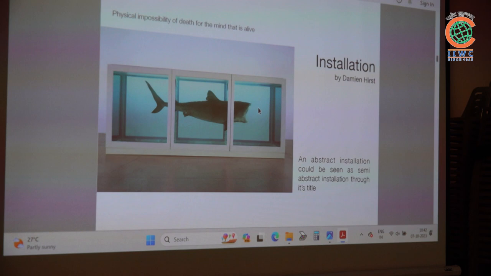So here what happens, an abstract installation could be seen as a semi-abstract installation also. Why is it called semi-abstract? Because he gives two versions of it. One, he calls it The Physical Impossibility of Death in the Mind of Someone Living. That means the shark is actually wriggling. It wants to get out, it wants to break free.